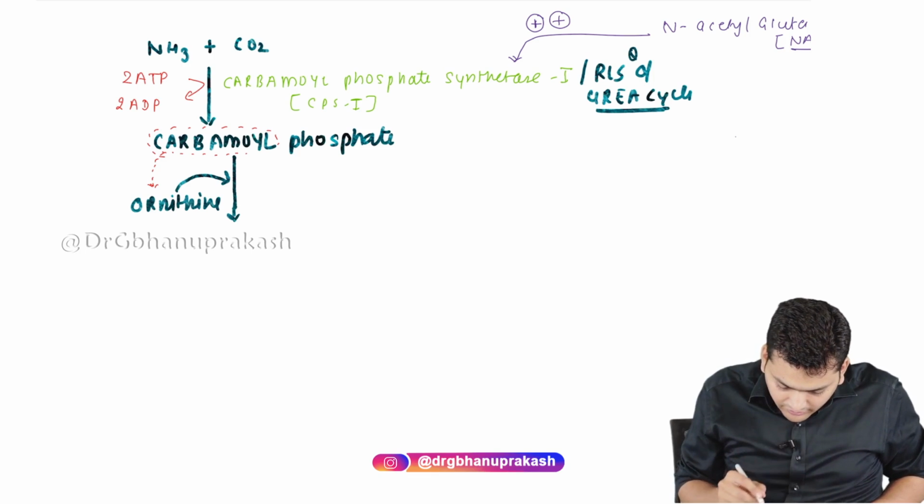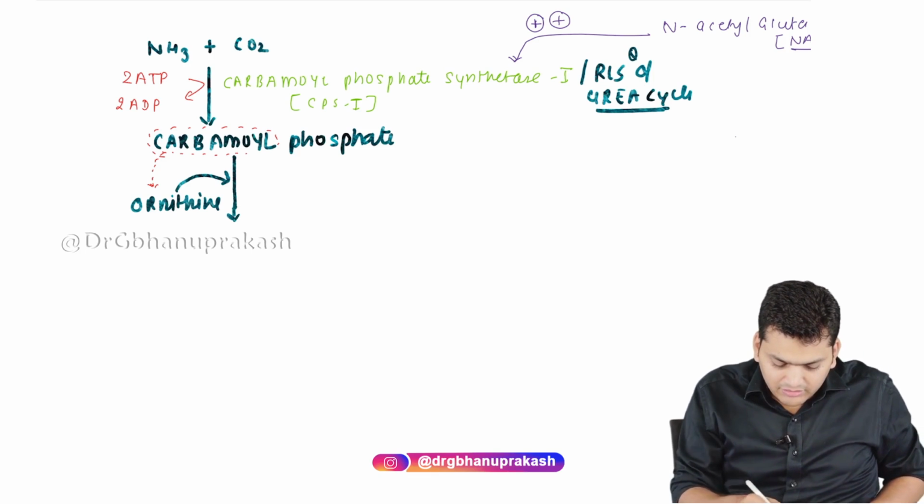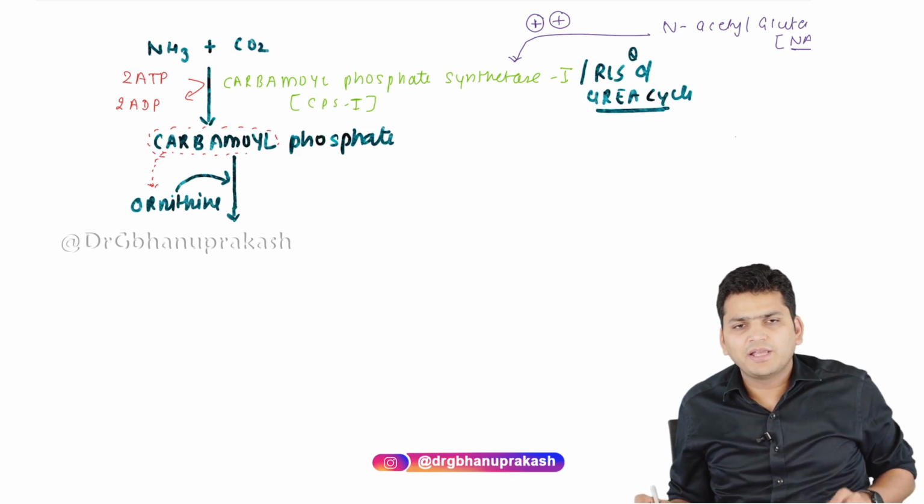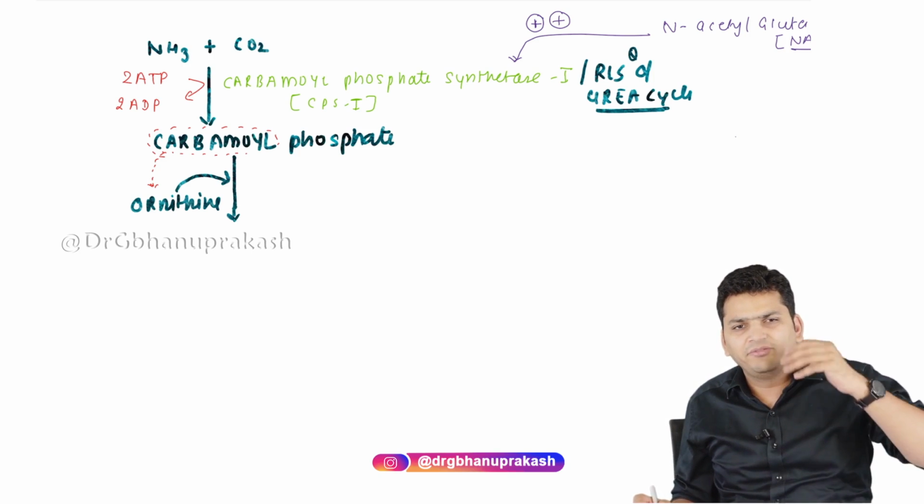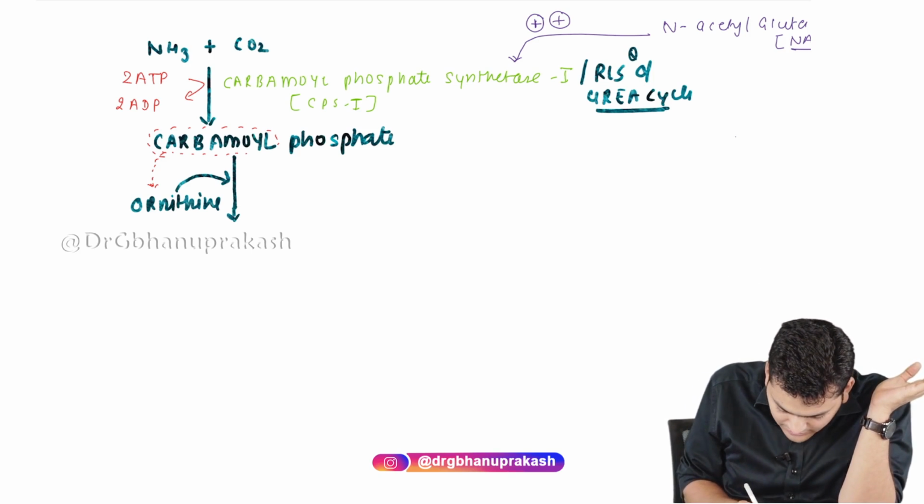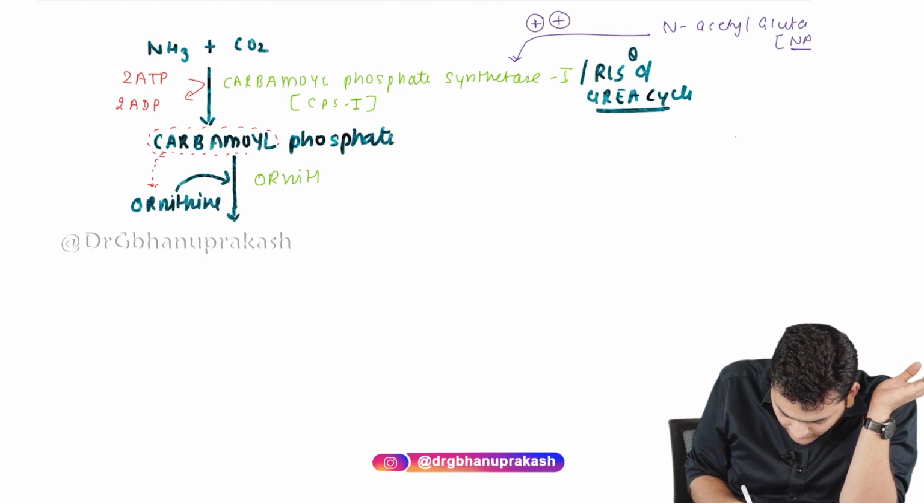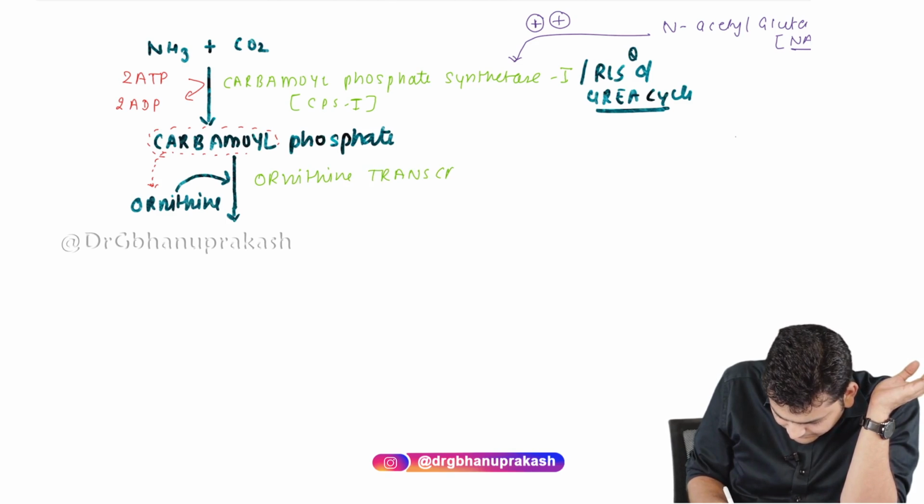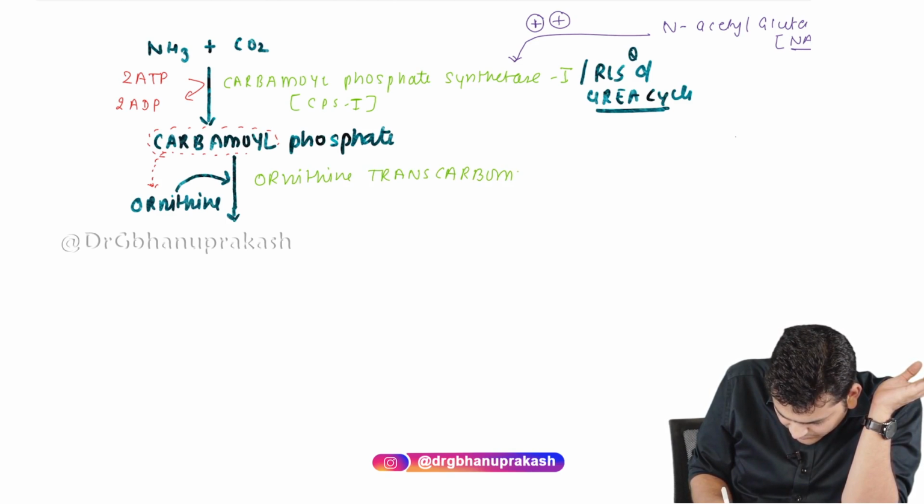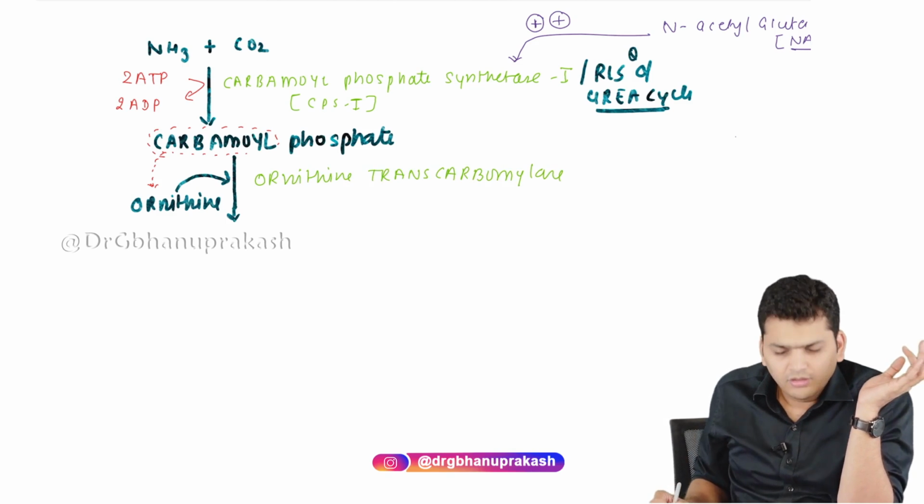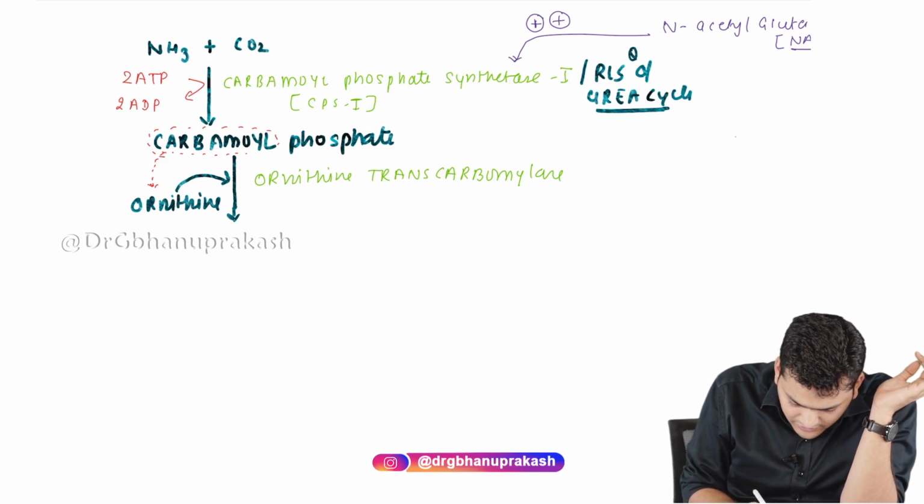Because we are transferring the carbamoyl group, the name of the enzyme is transcarbamylase. And we are transferring on the ornithine, so the full name of the enzyme is ornithine transcarbamylase. And the product that we are going to get is citrulline.